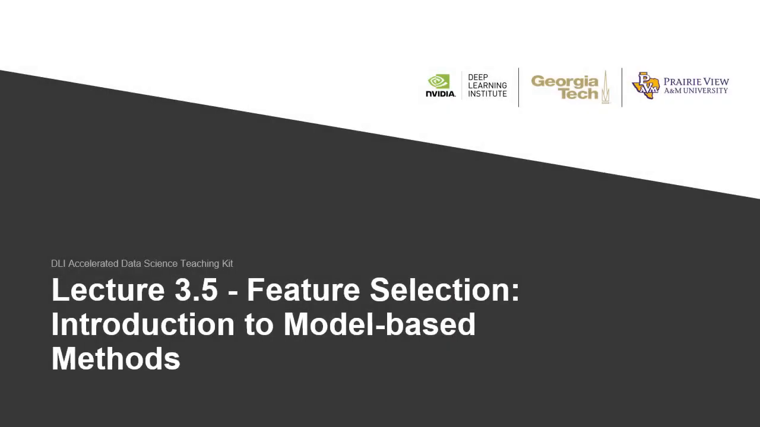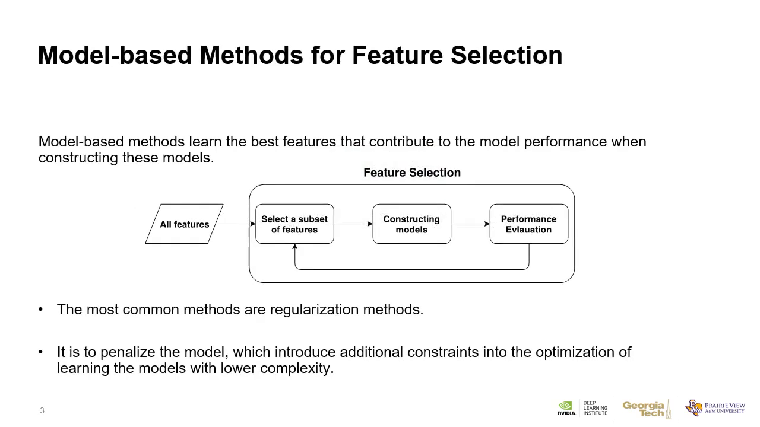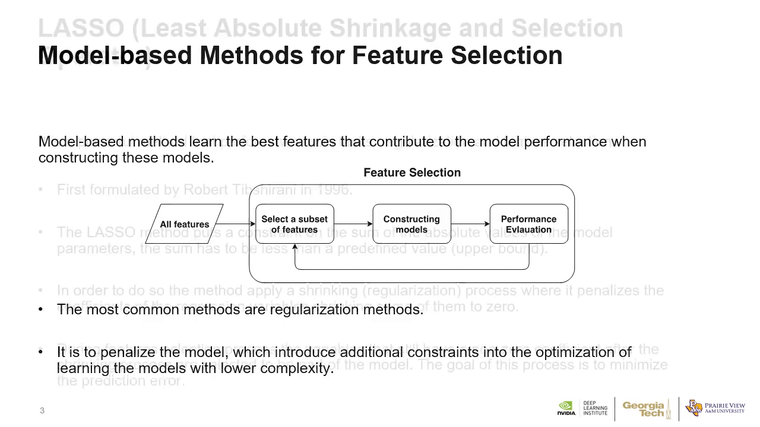In this section, we will introduce model-based feature selection methods. The main idea is to select the features during learning the machine learning models. This figure demonstrates the flow of model-based feature selection. All features are the initial inputs to the feature selection procedure. Basically, the feature subset is iteratively built with respect to the model performance when constructing models.